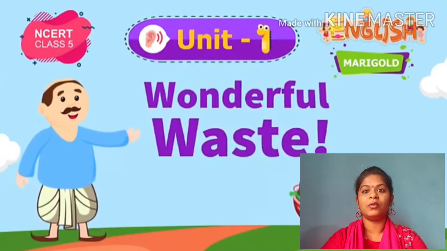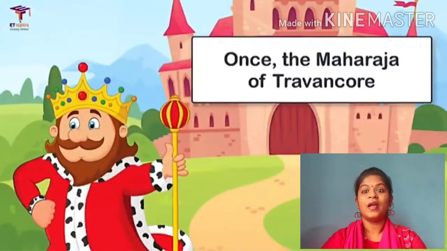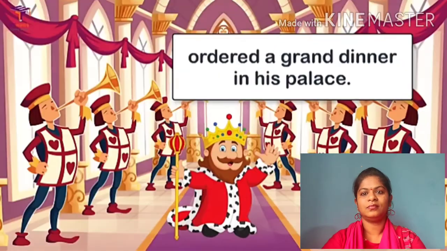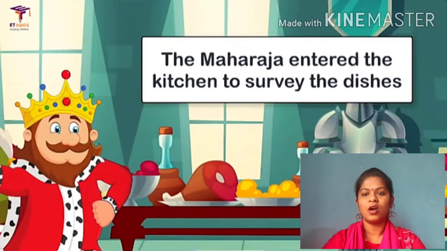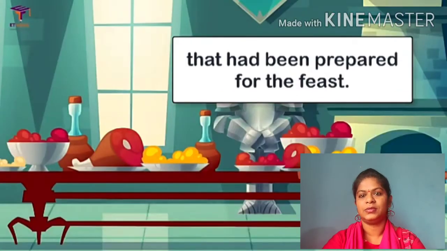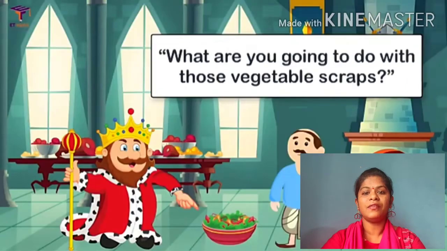We had discussed the king of Travancore, the feast hosted by him, and the king entering the kitchen to survey the preparations made. When he walked into the kitchen, he found a basket filled with vegetable scraps. The clarifications he demanded from the cook.